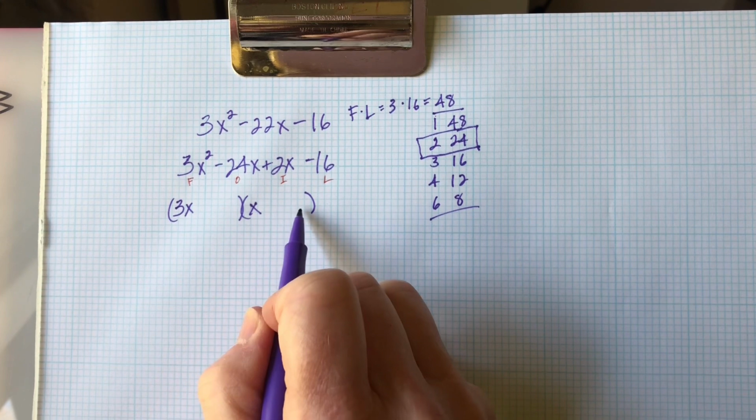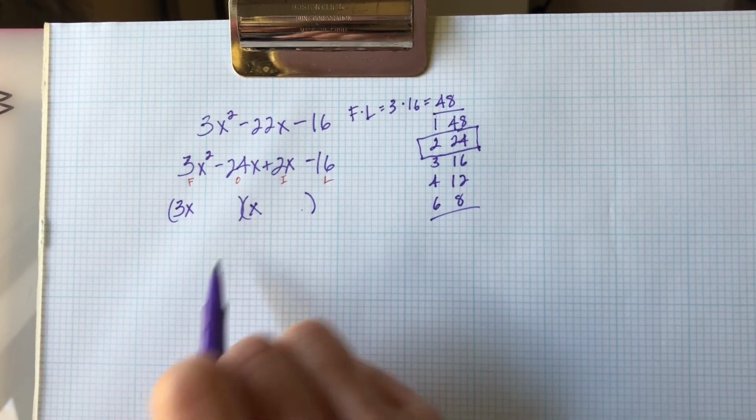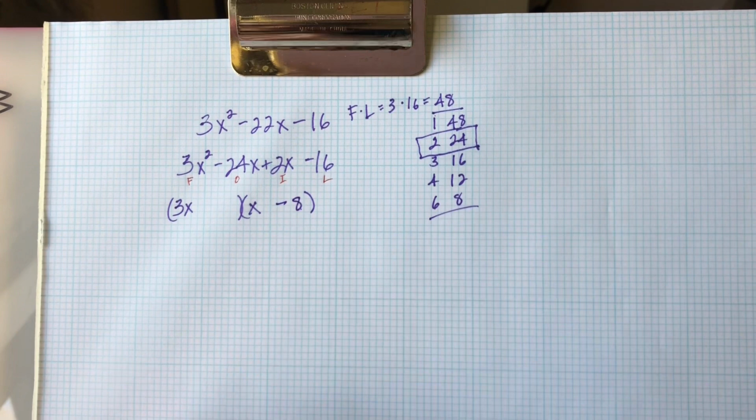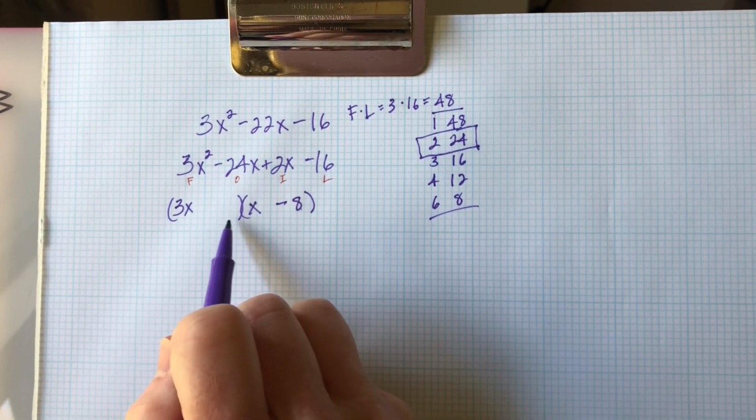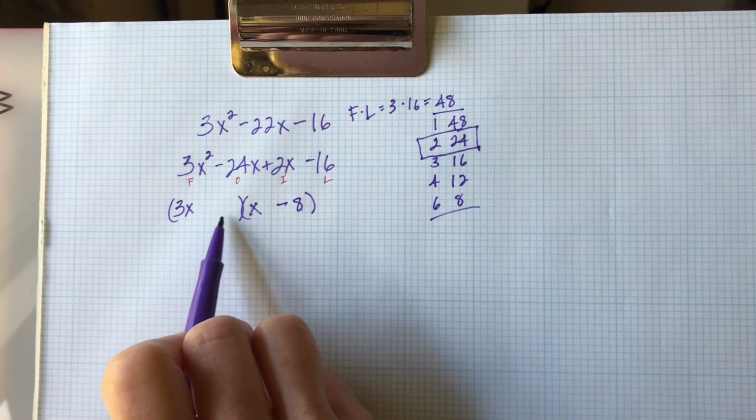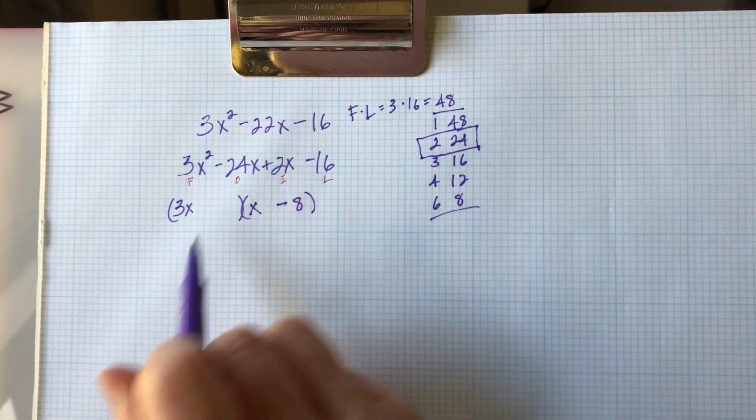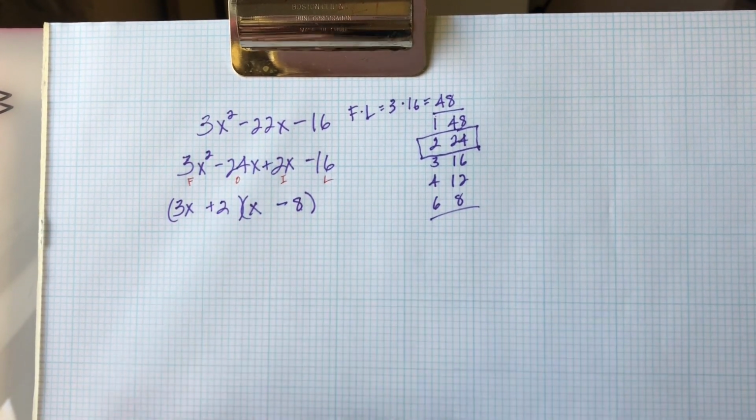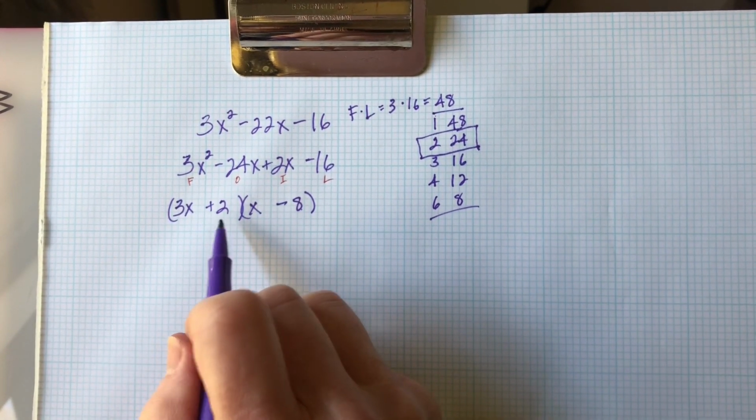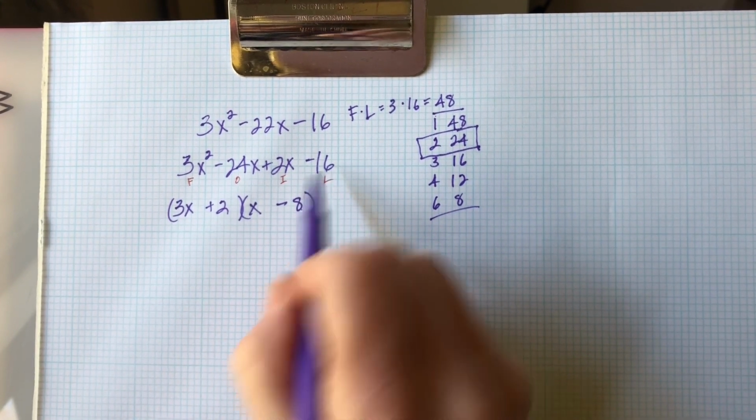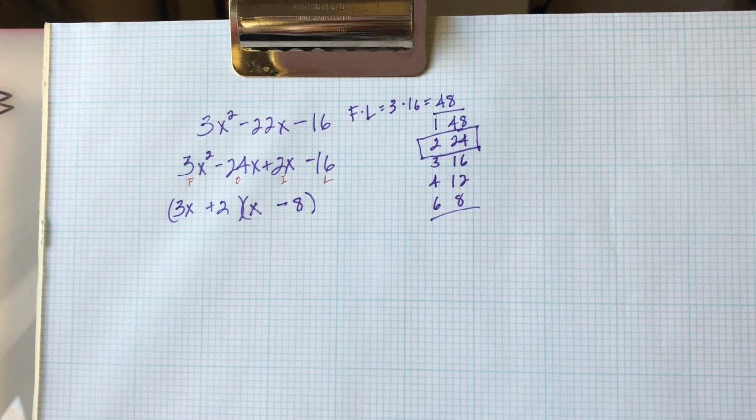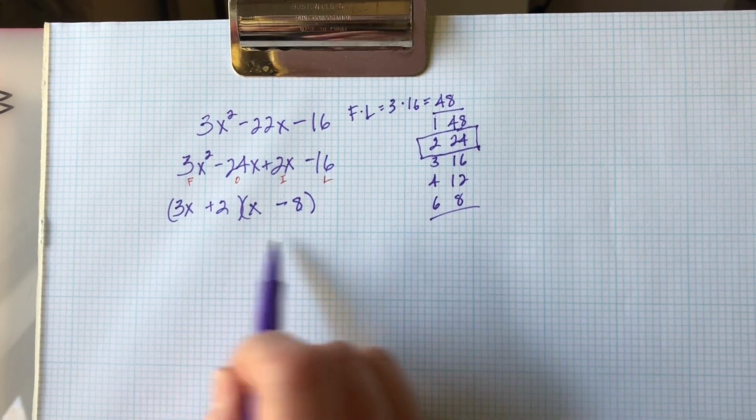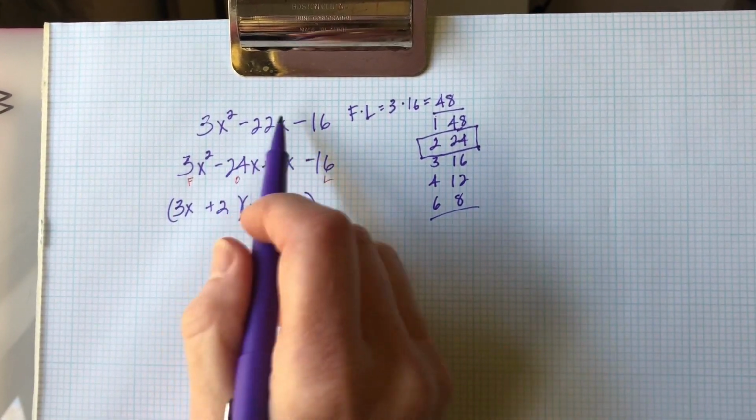This term comes from the outside terms being multiplied. So 3x times something over here gives me negative 24x. So that would have to be negative 8. The inside terms being multiplied gave us 2x. So whatever's in this space, times x, gives me a positive 2x. So that's got to be a positive 2. And then the last terms, positive 2 times negative 8 gives us negative 16. So that checks out, and that is, in fact, our answer. You can go ahead and multiply that back out using the FOIL method to see that it takes you right back to the original.